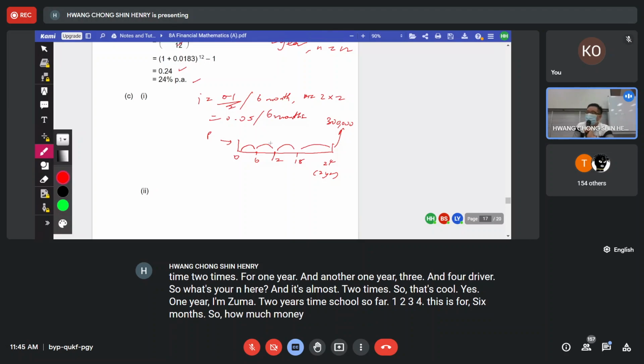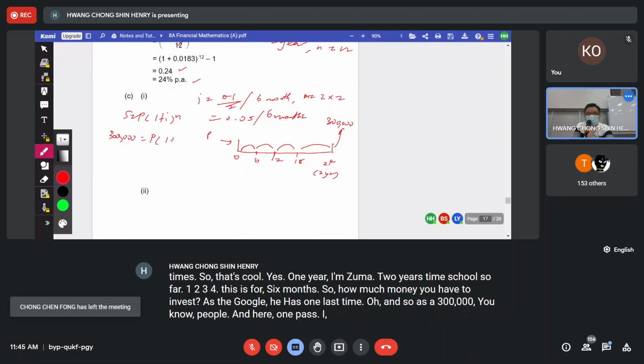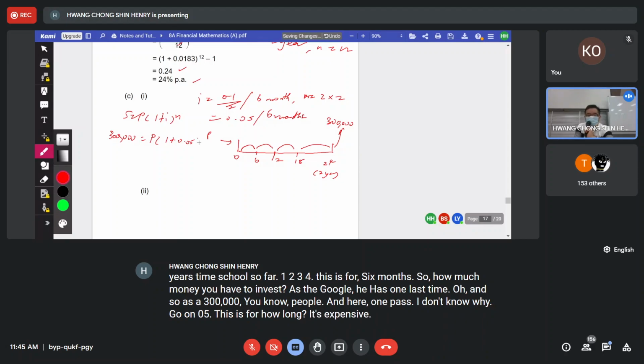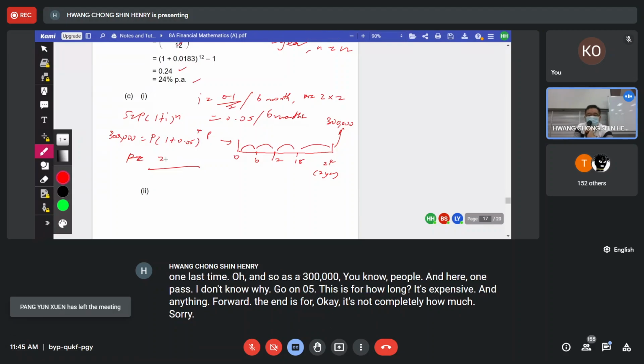So how much money do you have to invest? S equals P times 1 plus I power N. So S is 300,000. Your P is what? Here 1 plus I is 0.05, for 6 months. Then N is 4, right? Okay, can someone calculate the P? How much? 24681.